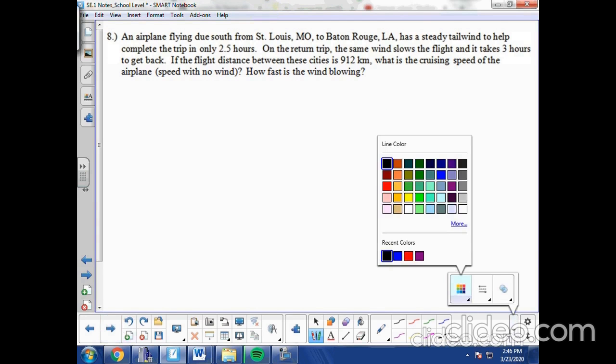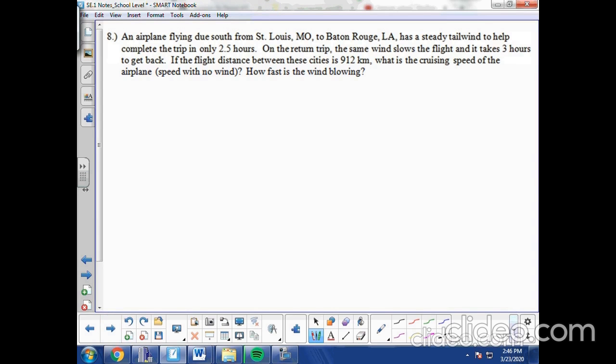So there's two things that we're looking for here. This didn't tell us what to assign variables to, so let's make our own variables. One of the things that we're looking for is the speed of the airplane. So I'm going to let that be A, in kilometers per hour, how fast the airplane is moving. The other thing that we want to find is the speed of the wind. Again, it tells us nothing about the rate of the wind, so I'm going to make that a W.